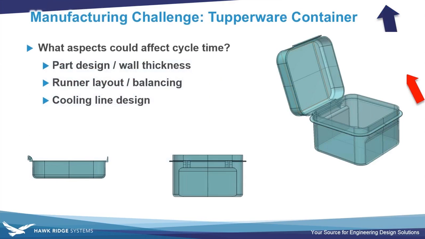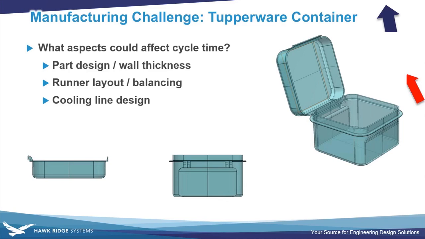So let's take a look at a little case study here. I've got this Tupperware container that I've been tasked with making. It's a very simple little box to put my sandwich in. I've got, of course, the main container and then a lid that's going to be hinged onto the top of it. If I want to make sure that the mold I'm building is going to make these parts as fast as possible without reducing the quality, so I can save a bit of money on the production, there are some different aspects I need to think about.